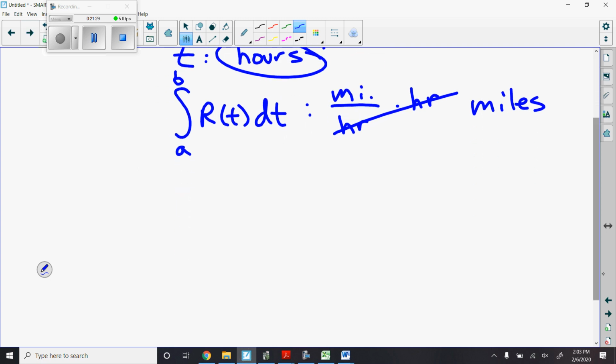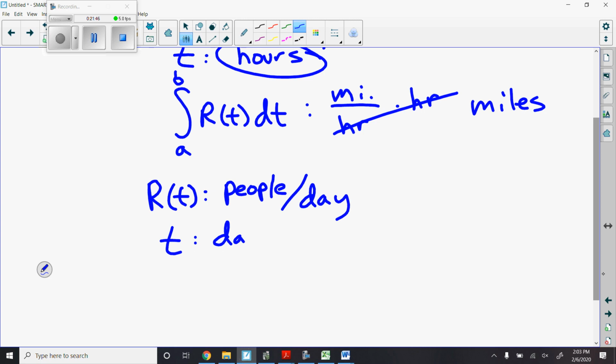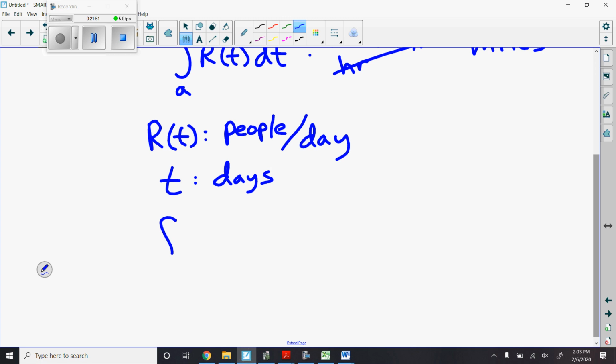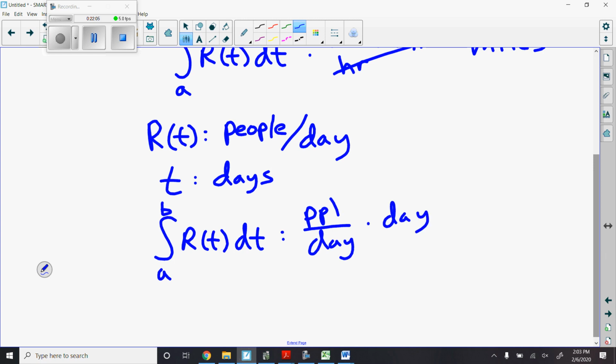Let's think of another one. R of t. Let's say the unit is people per day, and t is measured in days. That means the integral from a to b of R of t dt, the unit would be people per day times day. The days are going to cancel and my unit will be in people.